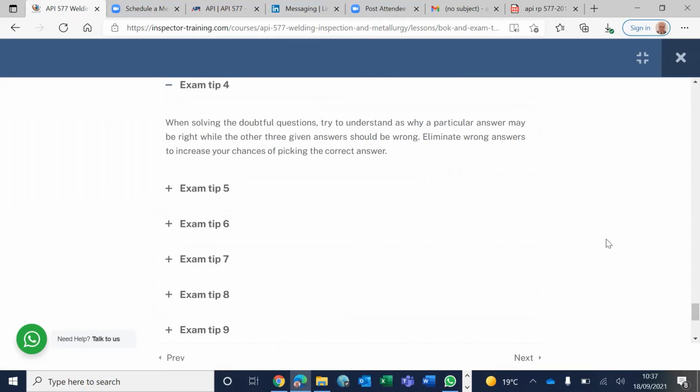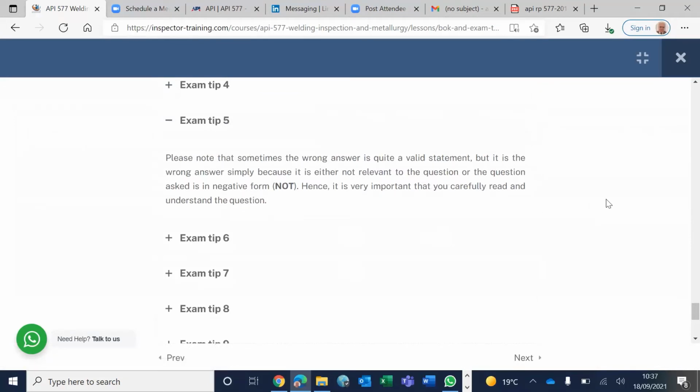The other trick is when there is a doubtful question, try to understand why a particular answer is right and why the others are wrong. So you can eliminate them, right click, and then zoom in on, say, the 2 possible best answers, and then try your chance.